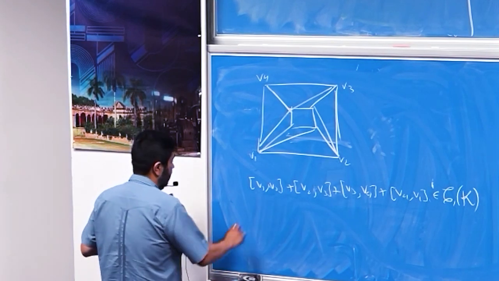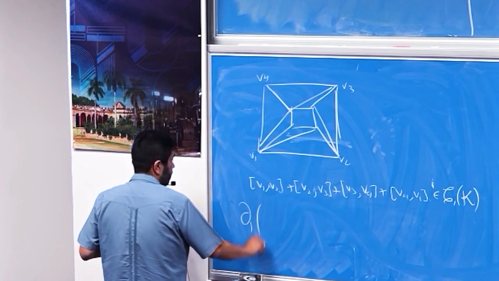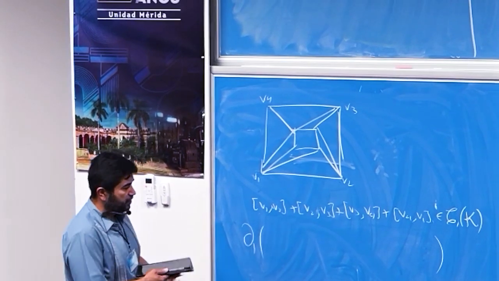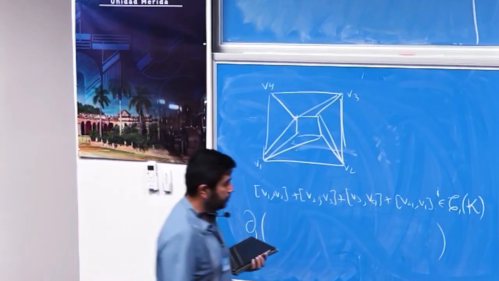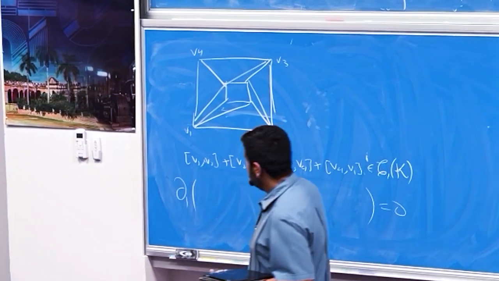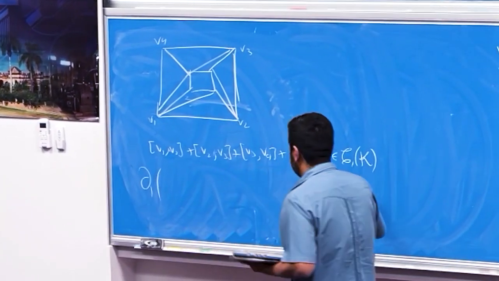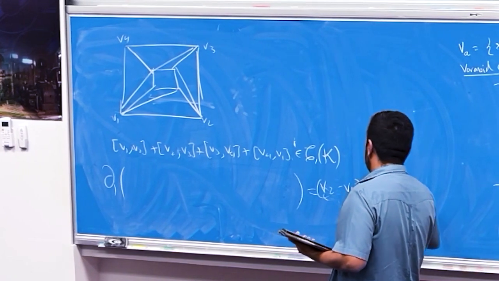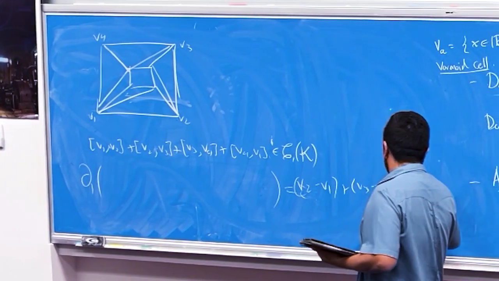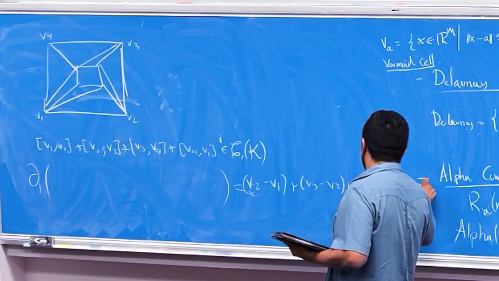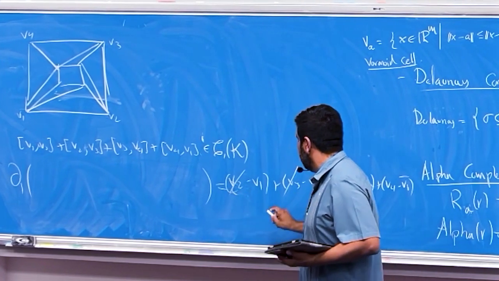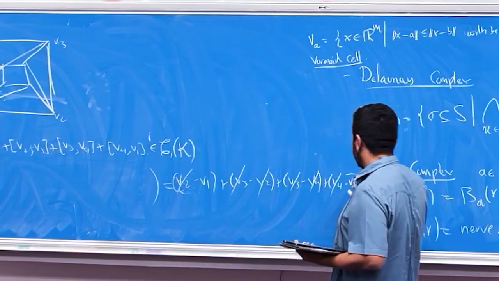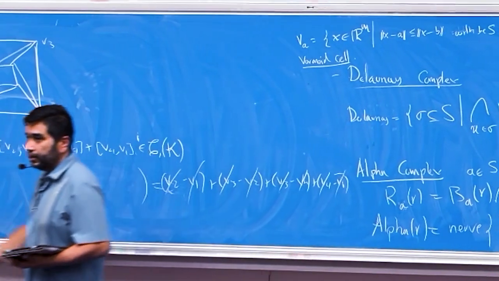So I can take the boundary operator of this thing. What is going to be the result of this? It's going to be 0, because you have v2 minus v1 plus v3 minus v2 plus v4 minus v3 plus v1 minus v4. So everything cancels out: v2 with v2, v3 with v3, v4 with v4, and v1 with v1, right?